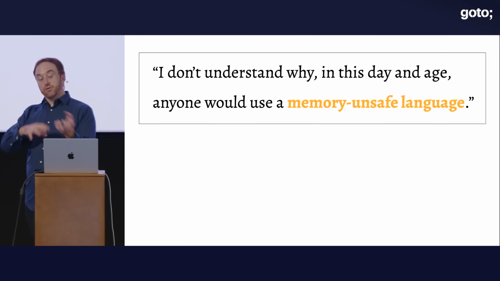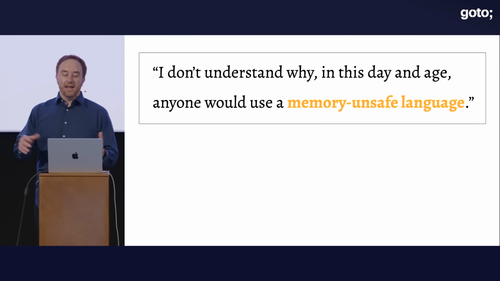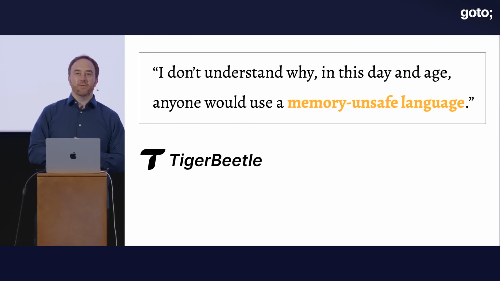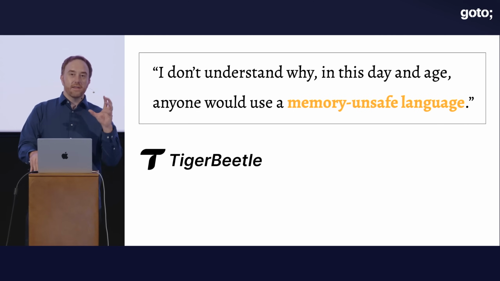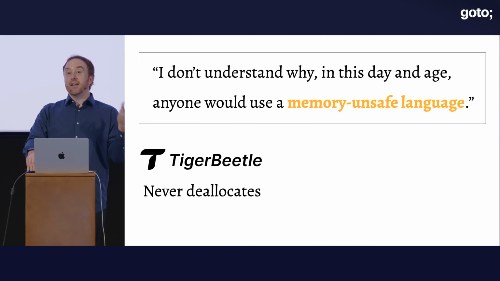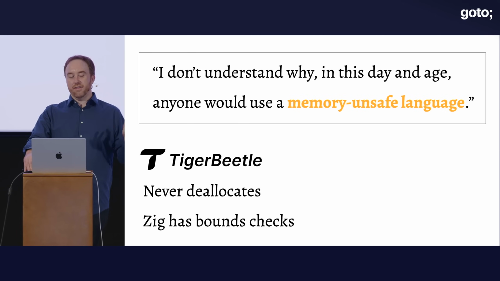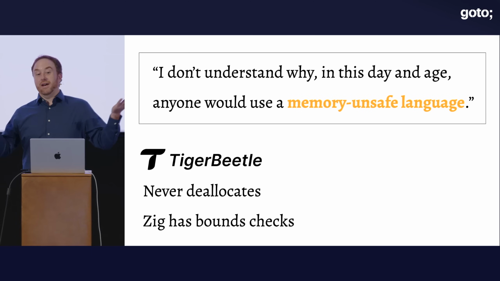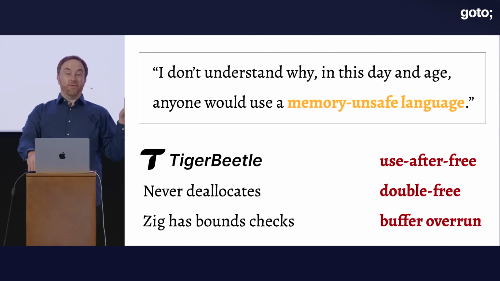Similarly, you can have the opposite end of the spectrum where you're saying, look, we're not going to have memory unsafety anyway. I'm going to use the example of TigerBeetle, which is a database written in Zig, and there are lots of cool talks about that. But this is an unusual database in that it never deallocates anything. So use after free bugs, not a thing. Double free bugs, not a thing. And also, as we saw, Zig has bounds checks on slices, so they don't necessarily need to worry about any of the big three that we talked about.